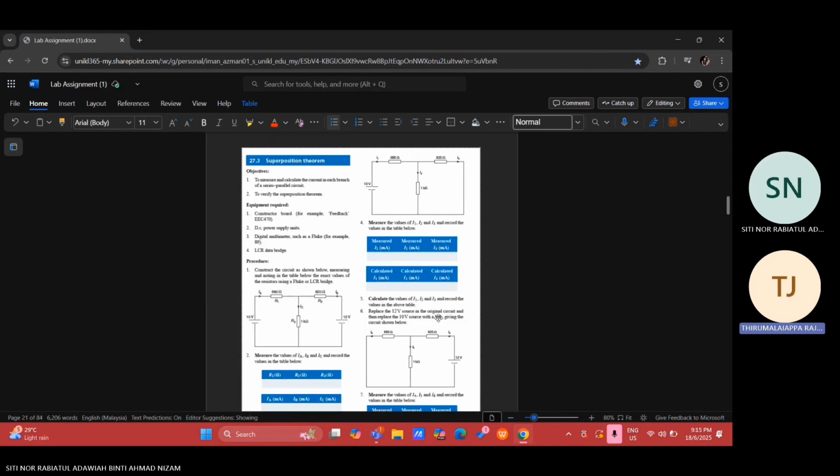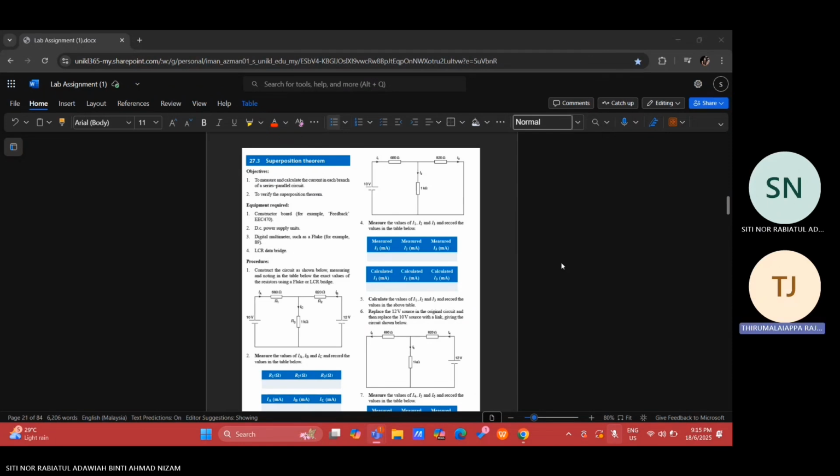I'll be presenting Lab 3, where we verified Kirchhoff's current law using both practical measurements and circuit simulation. Firstly, we measured current values in 6 branches of the circuit, from I1 to I6. Using these values, we calculated node currents IA, IB, and IC. This confirms that the total current entering a node is equal to the total current leaving it, in line with KCL.